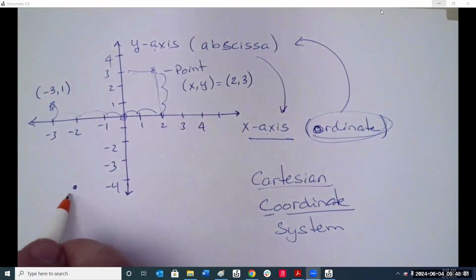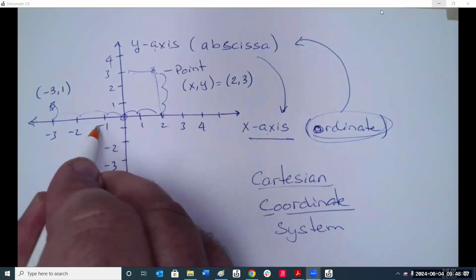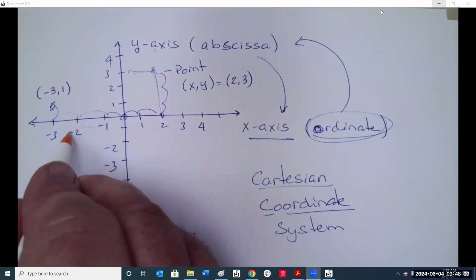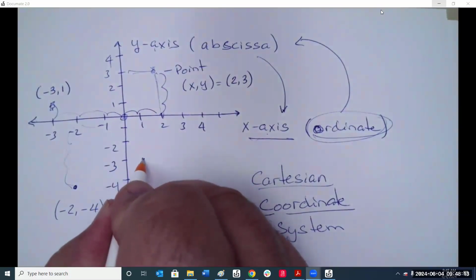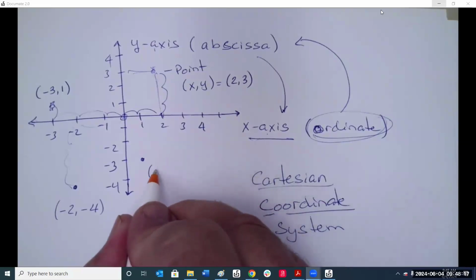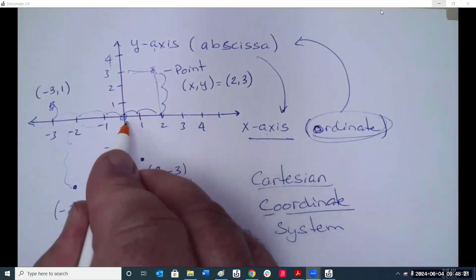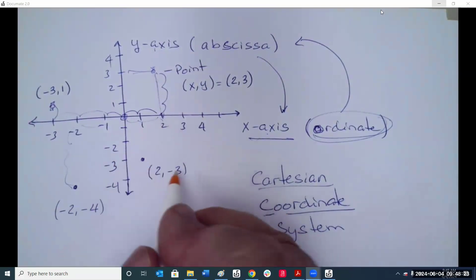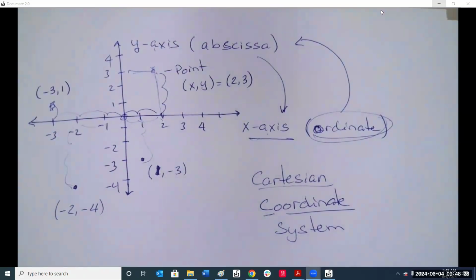What's that location? Right. Go to the left 2, and then down 4. And that one, (1, -3). So we go over 1 and down 3.